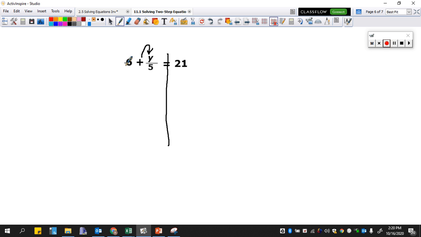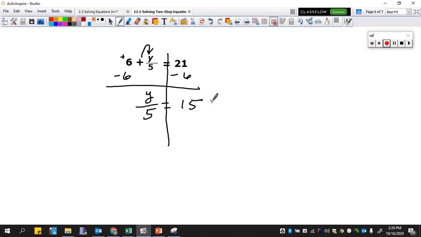Right? It does not affect the 6. The important thing about the 6 here is that it is a positive. This is a positive 6. Right? The inverse of a positive 6 is a negative 6. Okay, so we do the inverse operations on both of them. 6 minus 6 is 0. We're left with y divided by 5 is equal to 21 minus 6, which is 15.